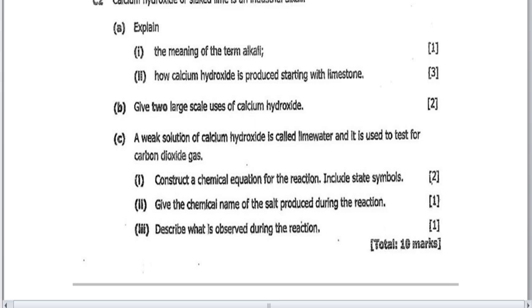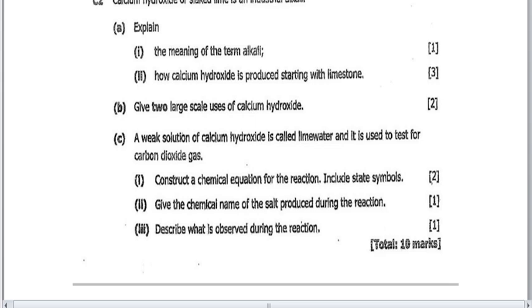Explain how calcium hydroxide is produced, starting with limestone. So what happens basically is that limestone is heated to form calcium oxide, which is also called quicklime. Then water is added to the calcium oxide. Once water is added, the calcium hydroxide will be produced.